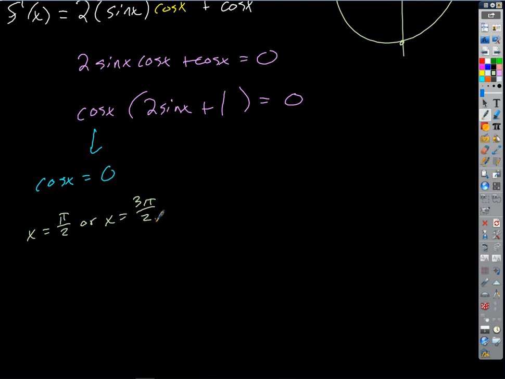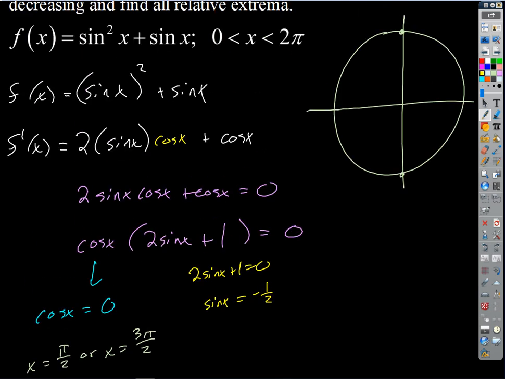Now what about this other factor though? We gotta solve that one. When is this factor equal to 0? Right, so 2 sine x plus 1 equals 0. Subtract 1 and divide by 2, when sine x equals minus 1/2. Okay, so that's the y coordinate, right? Sine is the y coordinate on the unit circle from last year, right? And so we want to find the places where the y coordinate is equal to -1/2. So that's going to be that point and that point, right?